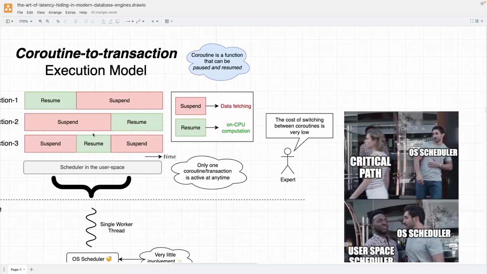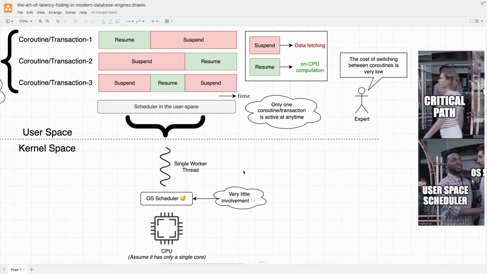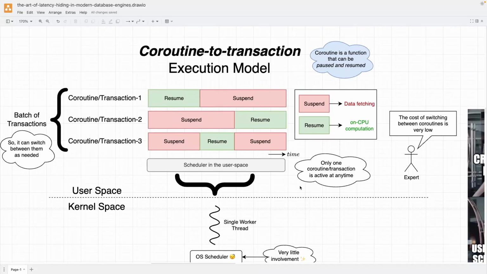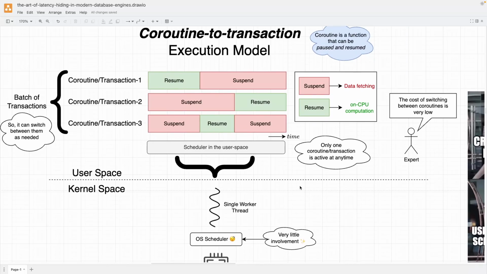And finally, we keep the OS scheduler at bay because all these coroutines are run on one worker thread. It's pretty much this, and if you see the paper, it's repeated in multiple places over and over again. So the explanation visually put in one place is pretty much what you see on your screen.